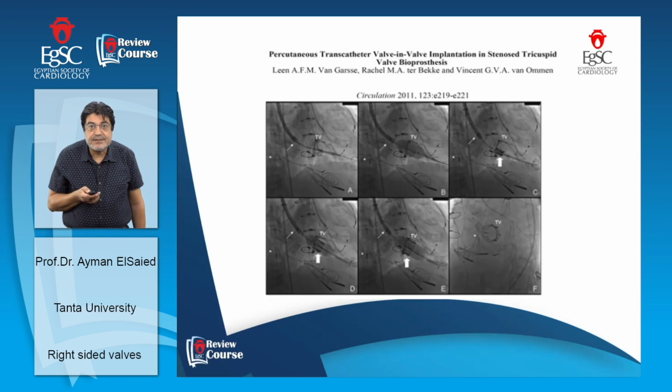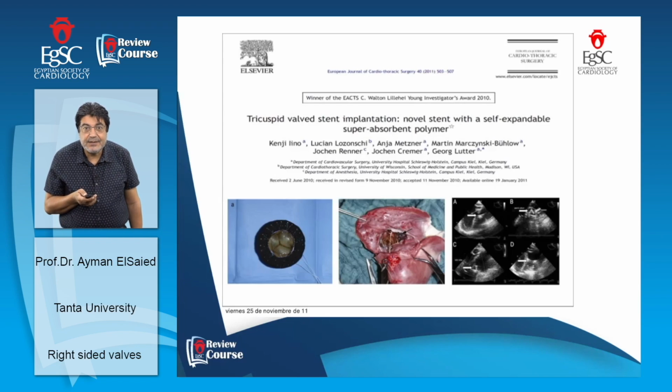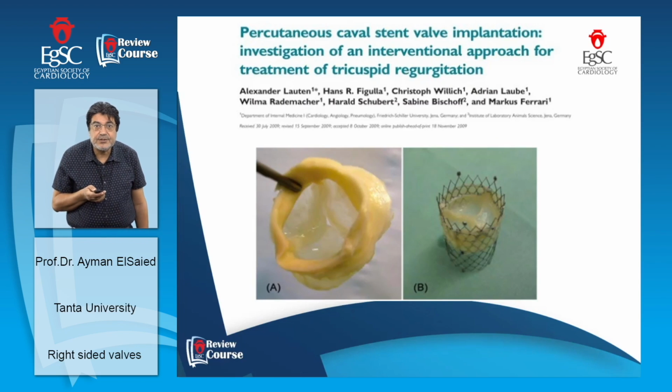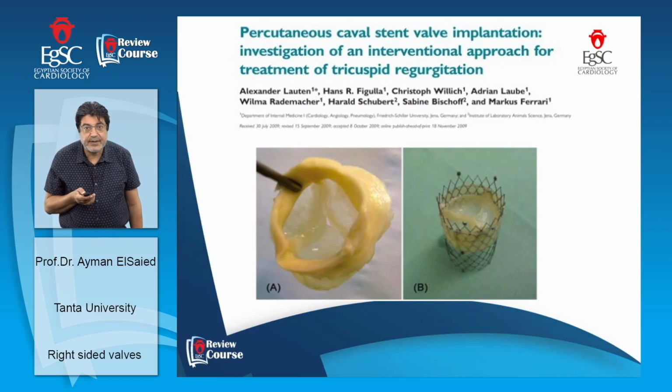Recently, percutaneous transcatheter valve implantation in the tricuspid valve, and this is a good trial and large study. Also, tricuspid valve stent implantation, a novel self-expandable stent with super absorbable polymer. This is accepted, and the result is accepted. And these are the details of the technique, and it is a simple technique. Also, this is percutaneous caval stent valve implantation, an investigational interventional approach for treatment of tricuspid incompetence.